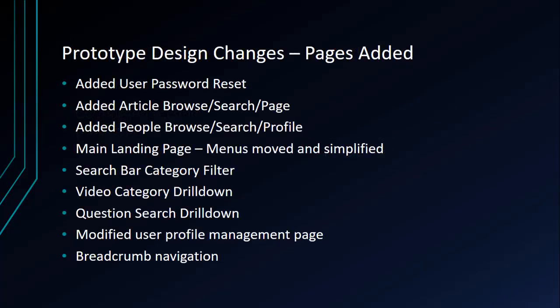Here's just a general list of the design changes we made based on user feedback. We added the user password reset, the additional article pages, people pages, improved the menus on the landing page to simplify it, the search bar category filter, and just general other improvements that made the UI cleaner and a more in-depth process.